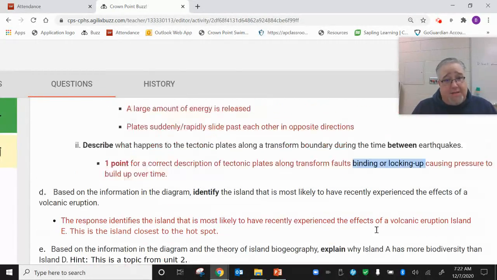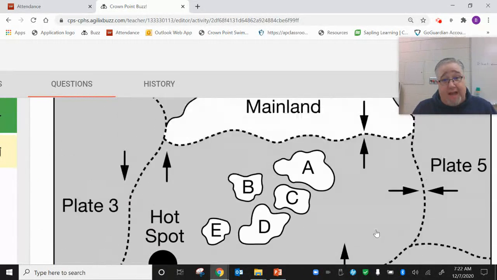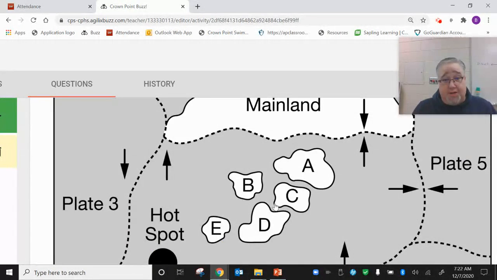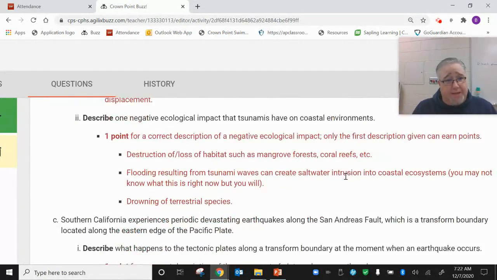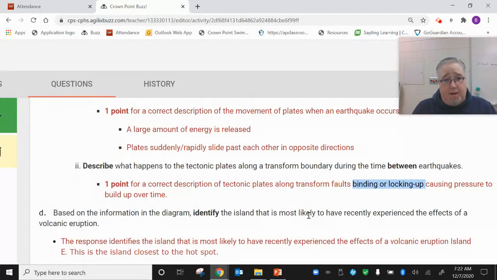All right. Now, question D refers to this diagram here, which shows us a series of islands. It shows us a hot spot, several different plates, and a mainland as well. So, for this problem, they ask a lot about the movement of plates. So, question D says, based on the information in the diagram, identify the island that is most likely to have experienced the effects of a volcanic eruption.